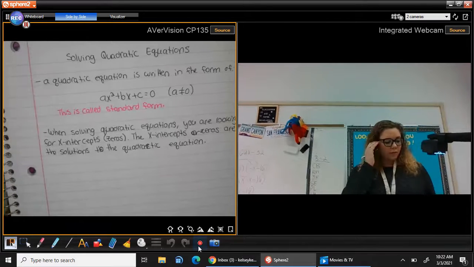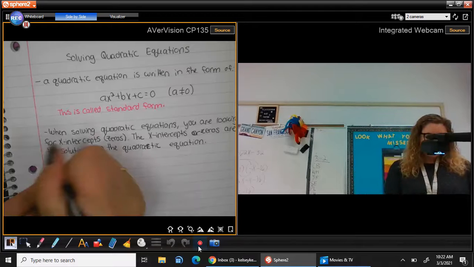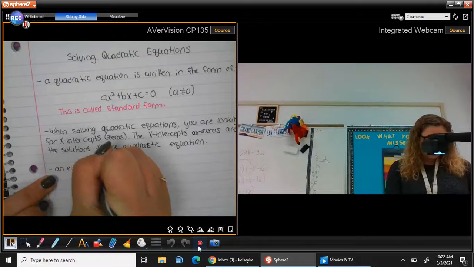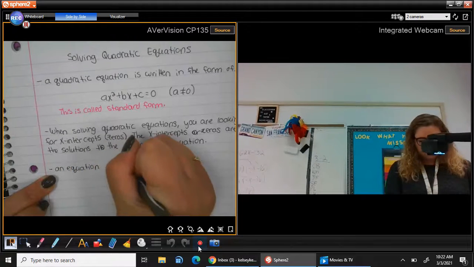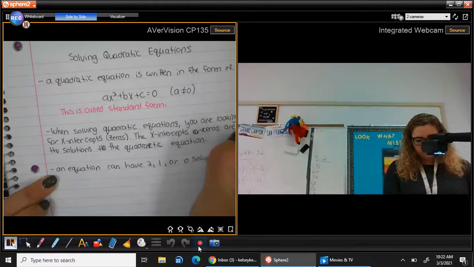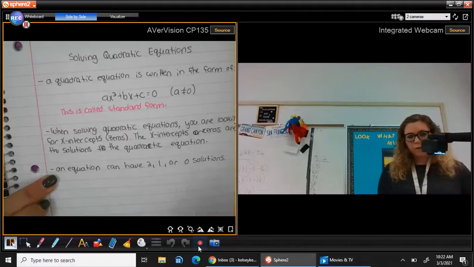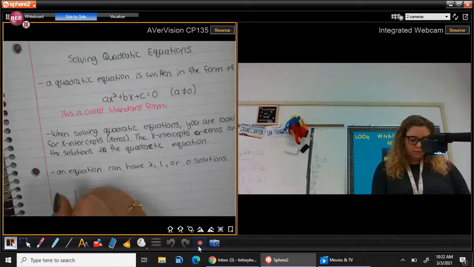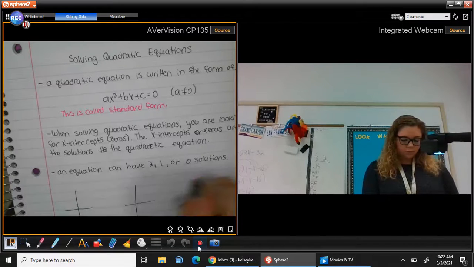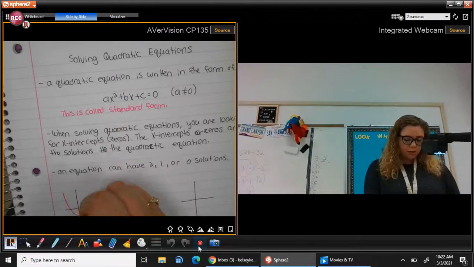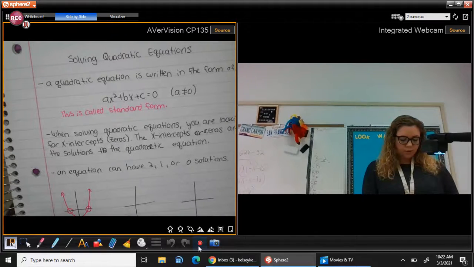So there's 3 different kinds of solutions. Okay, an equation can have 2, 1, or 0 solutions. Okay, and if we were to graph it, the graphs would look like this. If it's 2 solutions, it's going to cross the x-axis in 2 places. So I'm going to have 2 solutions.